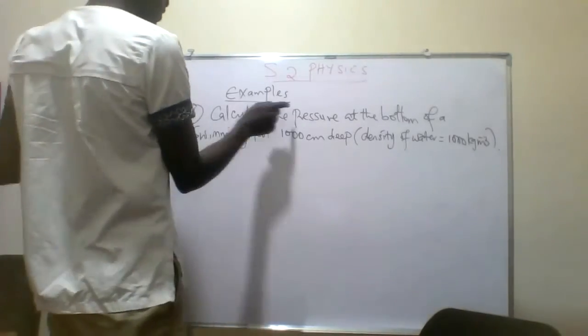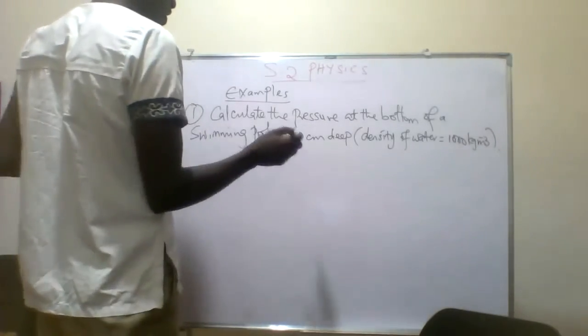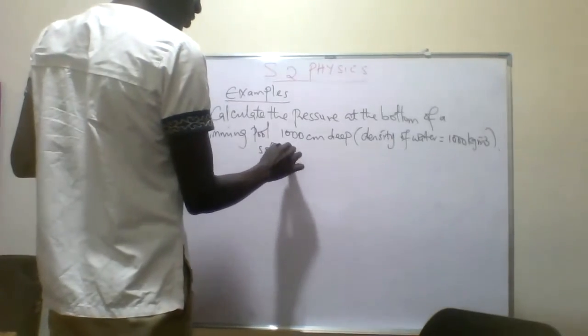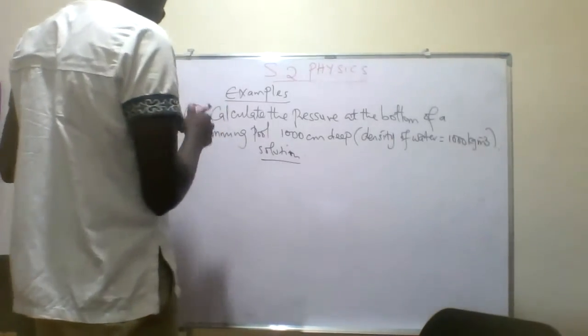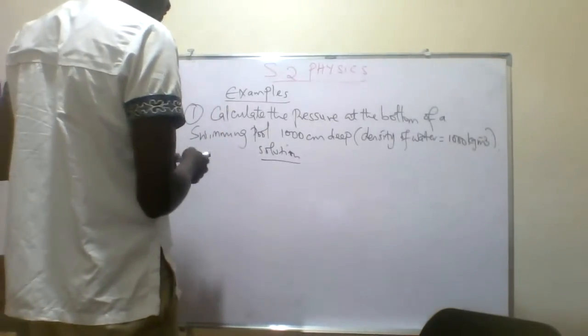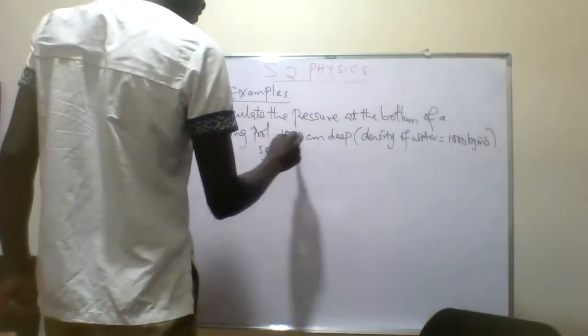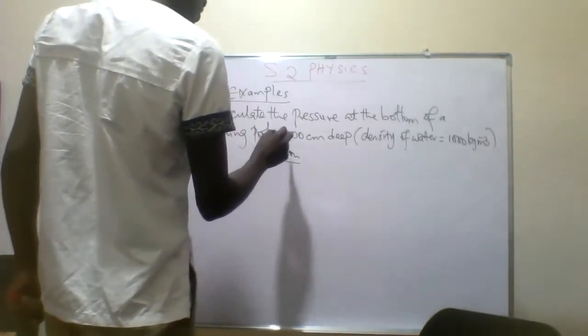So this is our example number one. We have just looked at the formula for pressure in liquids. So we summarize what we have. The liquid here is water. They are talking about it.